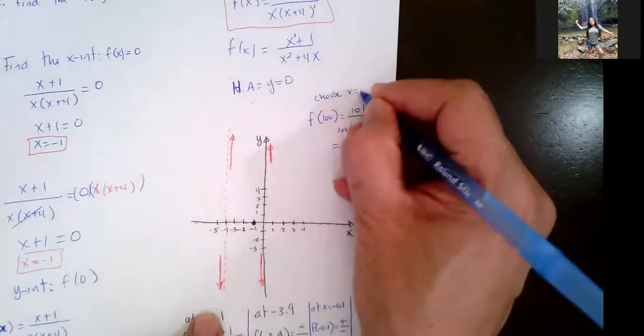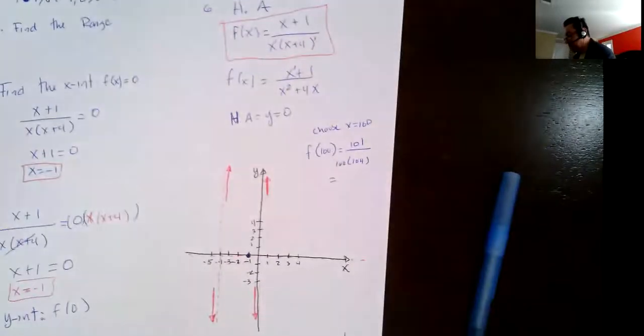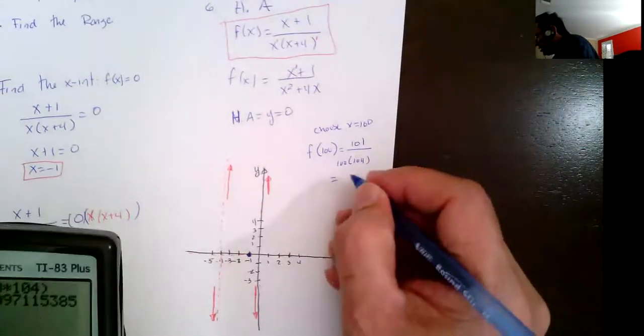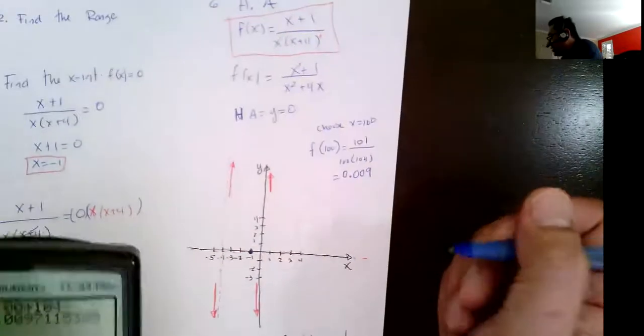Okay, so use your calculator really quick, and let's do the division. That would be 101 divided by 100 times 104. All right. Notice the value that you get. You get positive 0.009. Is that clear, everybody?